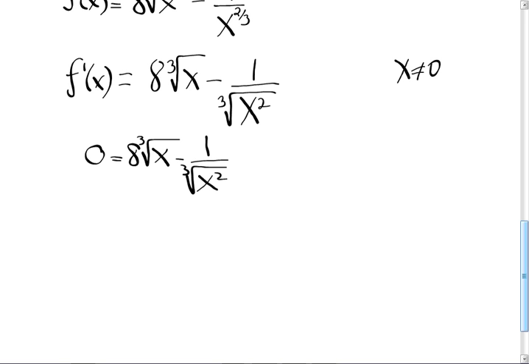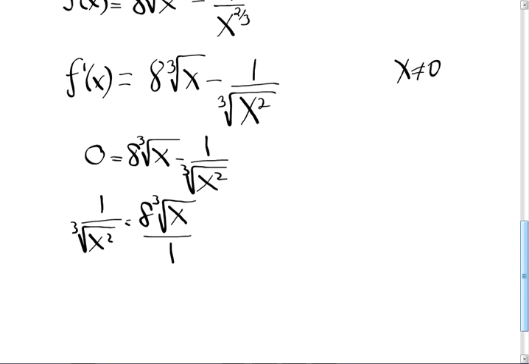Now, I've always seen this to be true. They almost always just have 2 terms. So if I take one of those and put it on the other side, I'll get a proportion. I'm going to add the negative 1 over cube root x squared. So I'm going to get 1 over the cube root of x squared equals 8 times the cube root of x.